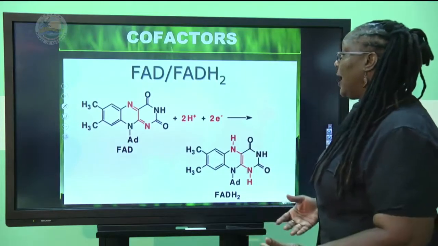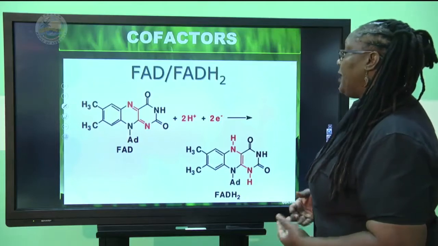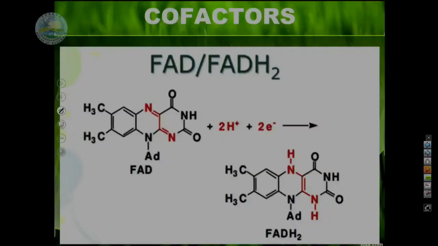Again, this is just showing you the structure of FAD and FADH. So you're seeing FAD here, and they're showing you the two nitrogens that are part of two different rings. But then you see when they accept a hydrogen and become reduced, this is the molecule here. So you're seeing where the hydrogens are bound. You are not required to know the exact structure of these molecules, but it just gives you an appreciation of how FAD can become FADH and reversal.